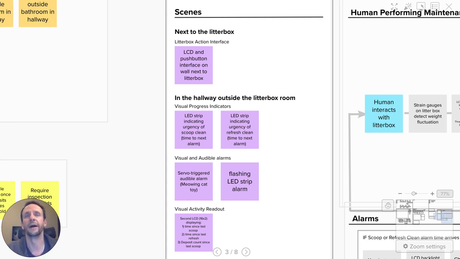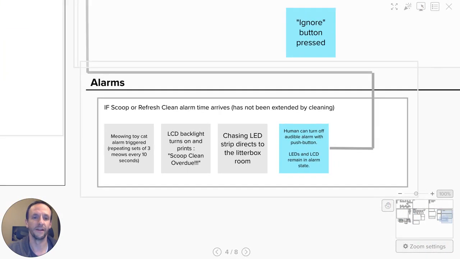That is where we would have the visual indicators of how soon the litter box is going to need to be changed, and that is where we would have alarms or a readout saying it has been this many days since the litter box was changed or since it was scooped. So those are the two places where we would see that interaction.